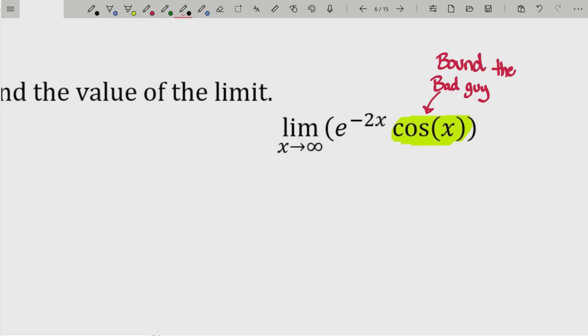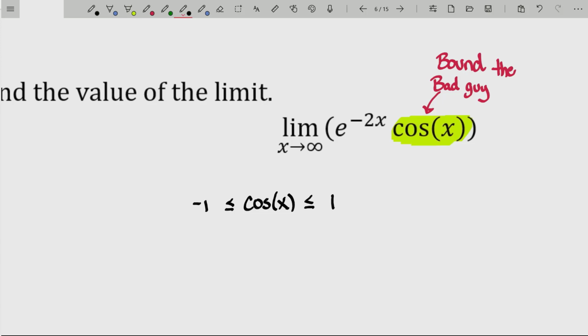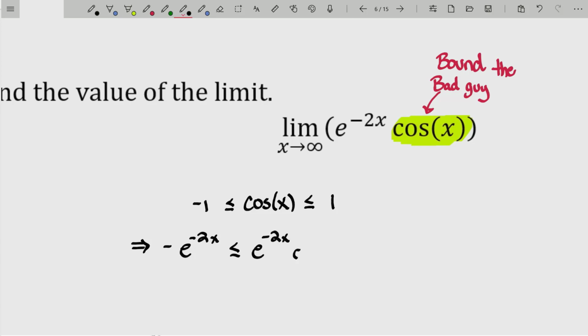So I know that the cosine of x is always bouncing between and including -1 and 1. Now I'm just going to rebuild the argument of the limit there by multiplying all three sides of this triple-sided inequality by e to the -2x. So I get negative e to the -2x is less than or equal to e to the -2x times cosine of x is less than or equal to 1 times e to the -2x.